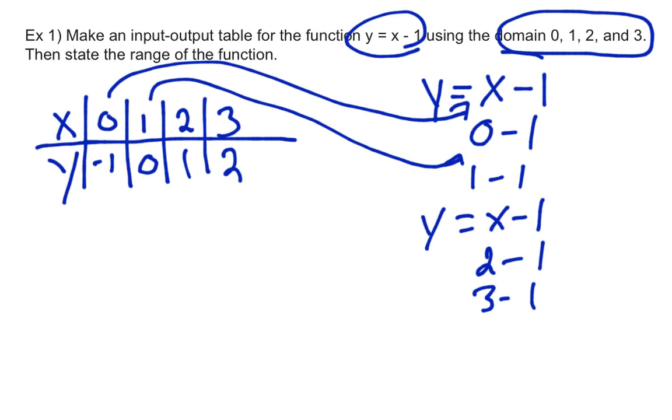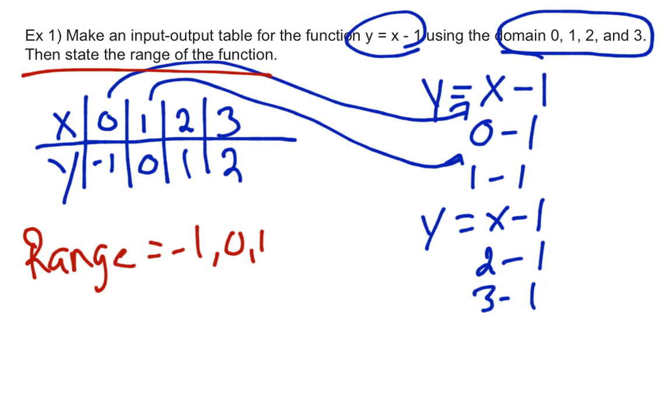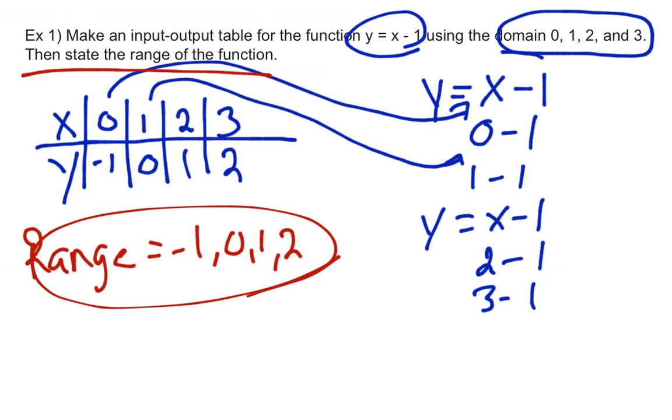Okay, so there's my input-output table. My inputs are my x's, the output numbers are my y's. Final thing says, then state the range of the function. Remember, our range is just our y's. They're really saying just write down what our answers were. Well, our range was -1, 0, 1, and 2. And that's our final answer. So we made an input-output table using the numbers they told me, the domain for my x's. I took those one at a time, plugged them into the problem, and solved and got the range.